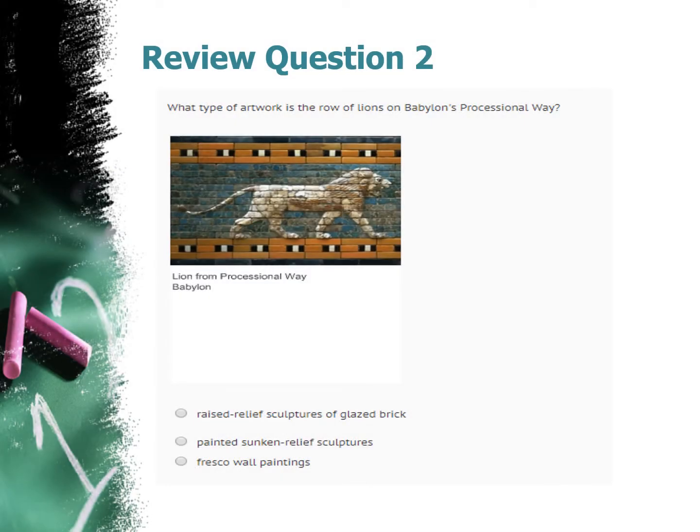Okay, for question 2. What type of artwork is the row of lions on Babylon's processional way? Okay, here's a picture of the lion from the processional way in Babylon. It would be either a raised relief sculpture of glazed brick, a painted sunken relief sculpture, or a fresco wall painting. You learned about all 3 of these things in this chapter.